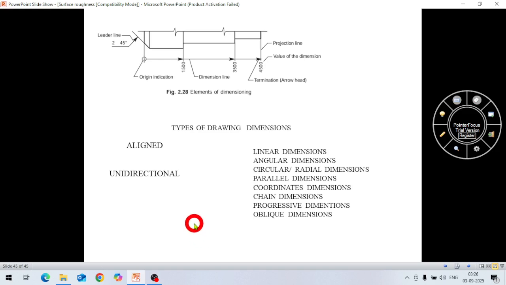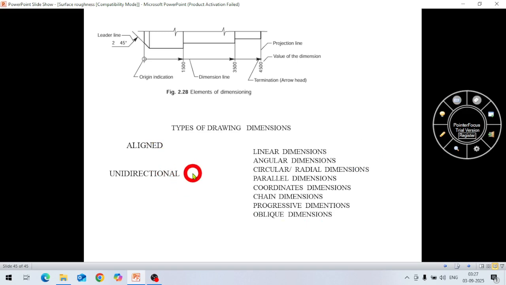So today our topic is drawing dimensions, types of drawing dimensions. These are the types of drawing dimensions: linear dimension, angular dimension, circular radial dimension, parallel dimensions, coordinate dimension, chain dimensions, progressive dimensions, and oblique dimensions. So these are types of dimension, and the main ones are aligned and unidirectional.